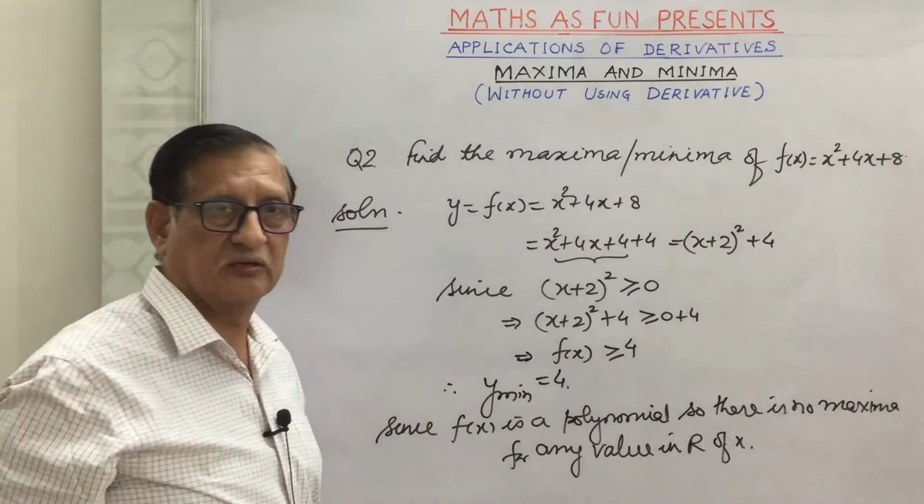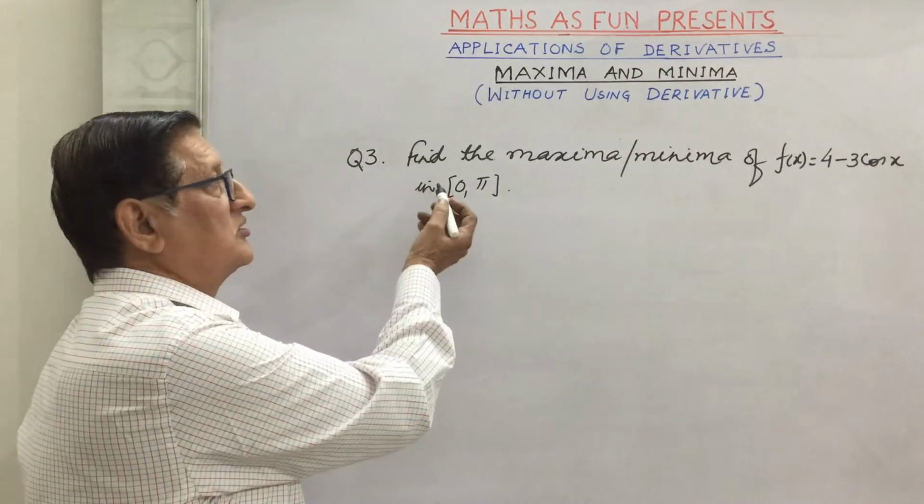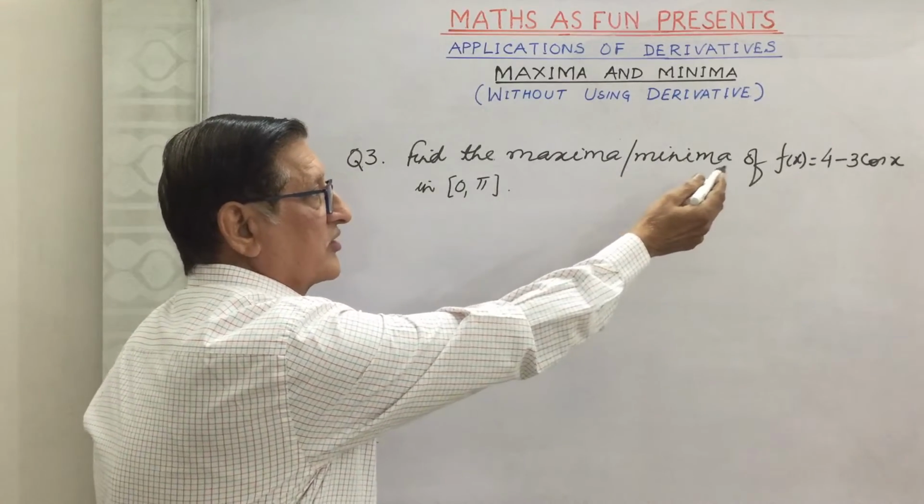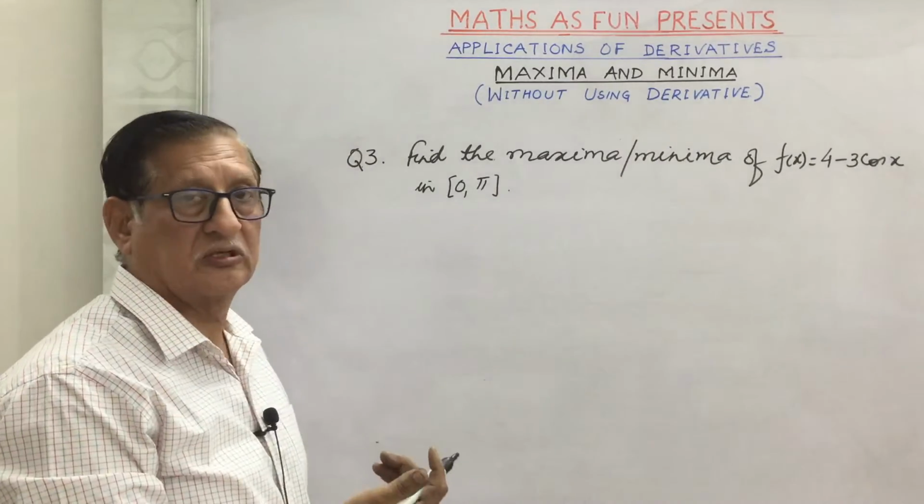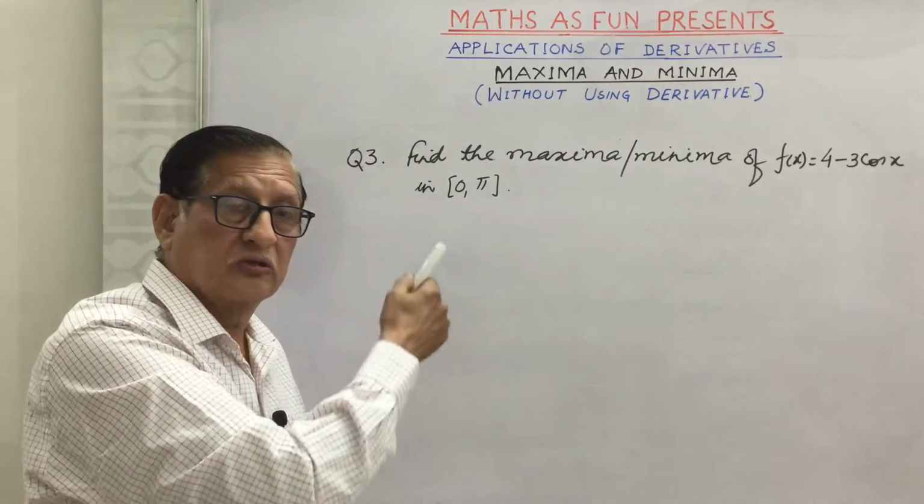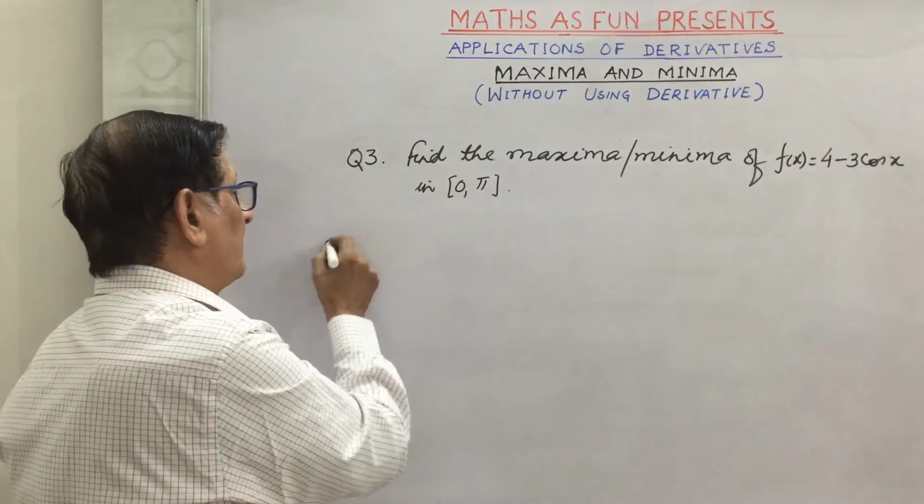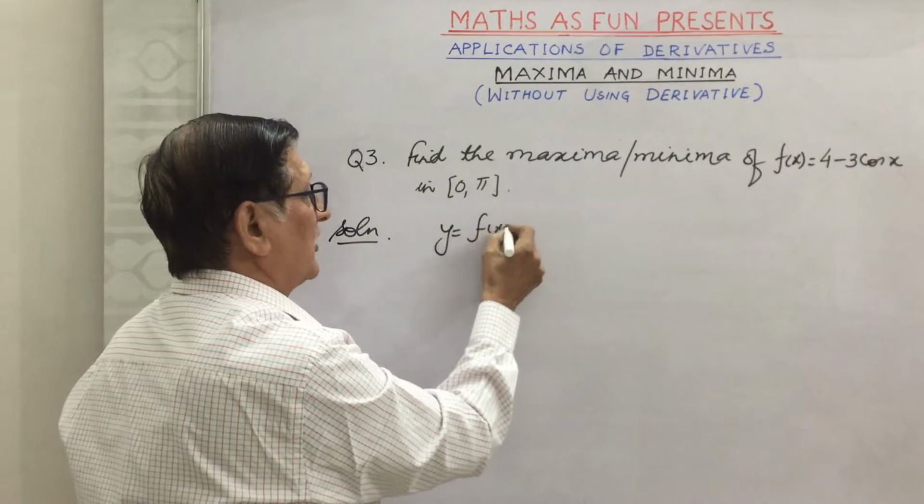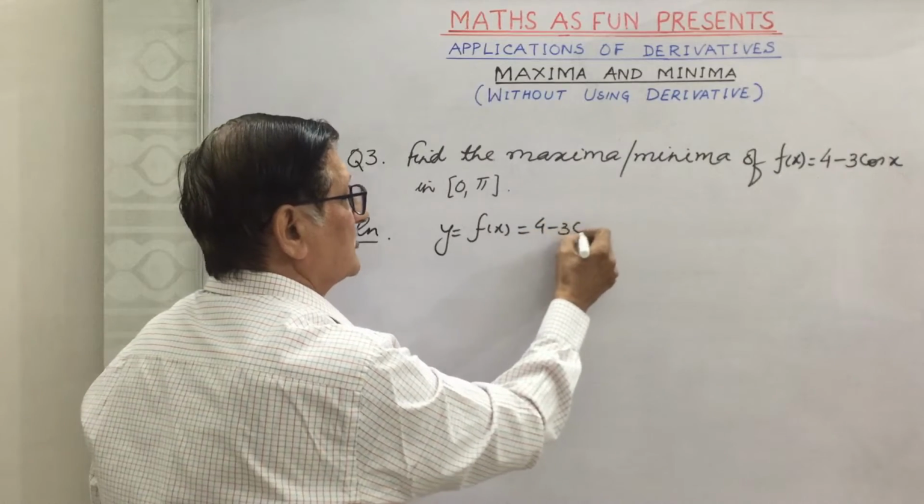The third question is: find the maxima and minima of the function f(x) equal to 4 minus 3 cos x in the interval 0 to pi. To find the solution of such a problem without using derivative, we write the function y equal to f(x) equal to 4 minus 3 cos x.